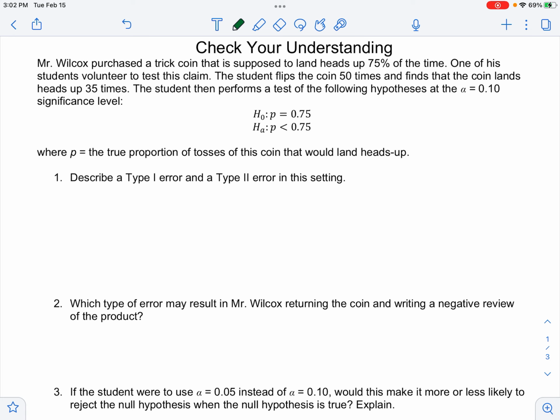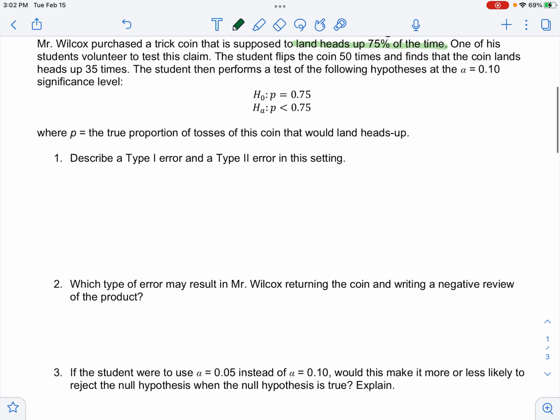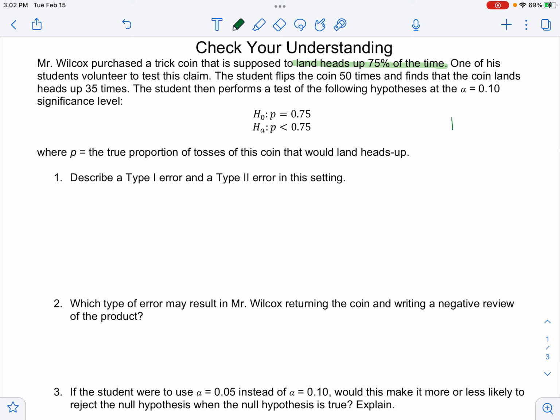So the claim is right there that this coin lands heads up 75% of the time. One of his students volunteered to test this claim. The student flips the coin 50 times and finds that the coin lands heads up 35 times. So that is creating our sample, right? He does a sample. We're creating a p-hat of 35 out of 50. We might not need it, but it's just good practice to make sure we know where this all comes from.